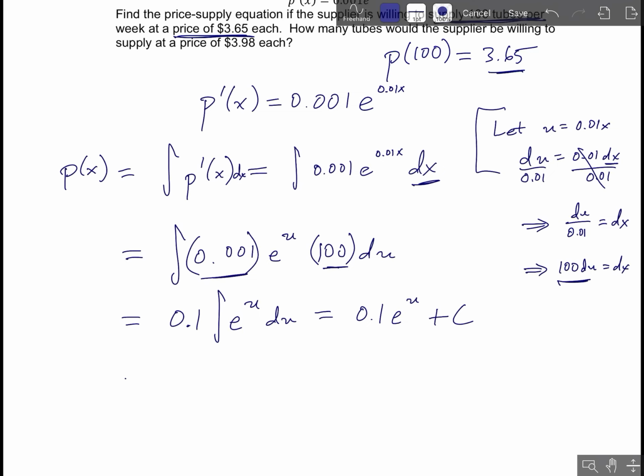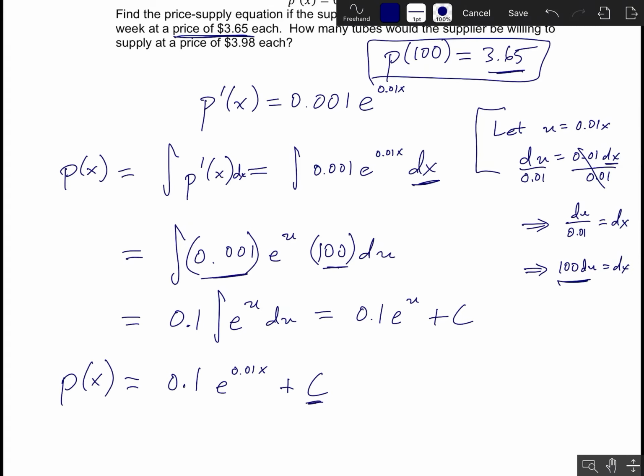So we're almost done with finding P of x. It's just that we first need to replace u with its actual expression in terms of x, because we want this to be a function of x. So I replace u with its value in terms of x. But we're not quite done, because what we found so far is that P of x is equal to 0.1 times e to the 0.01x plus c.